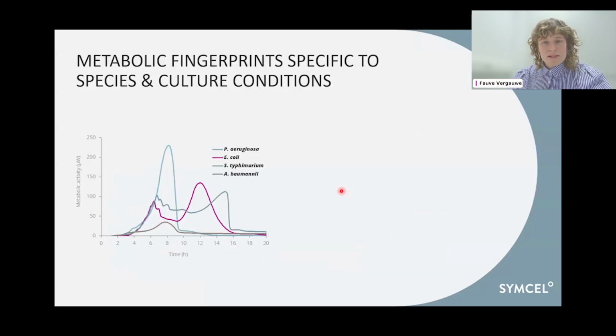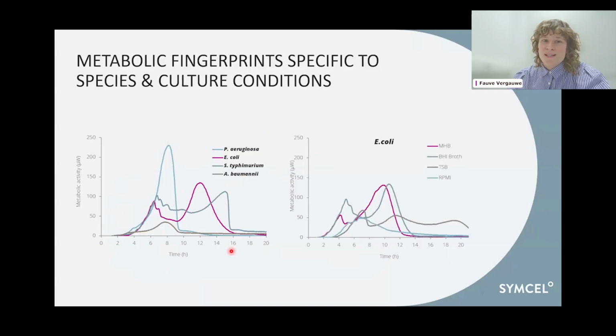These metabolic fingerprints are also very specific to different species. So here I show 4 different species, and you can really clearly see the difference between all of them. But on top of that, it's also very specific to the culture conditions. So here is just one species, E. coli, but grown in 4 different growth media. And you also see a lot of differences. This is just very interesting because this really reflects how the nutritional environments will really shape your metabolism.